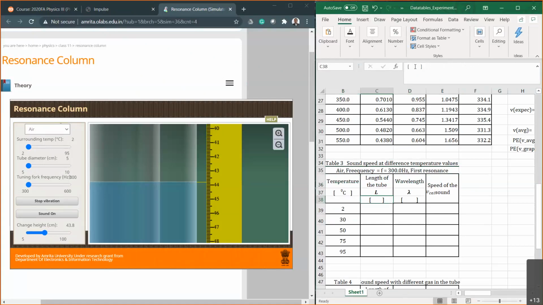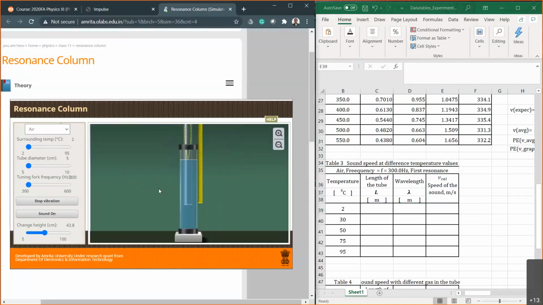Okay, so that information we need, I just add on top of that table. Length we're going to measure in units of meters, and because of that lambda will be in meters, and the speed of sound we can calculate. That's going to be in units of meters per second. All you have to do is bring this all the way back to the lowest length, turn the sound on, and then bring it up slowly. That's the first resonance mode, okay?